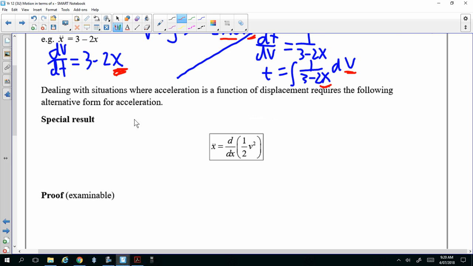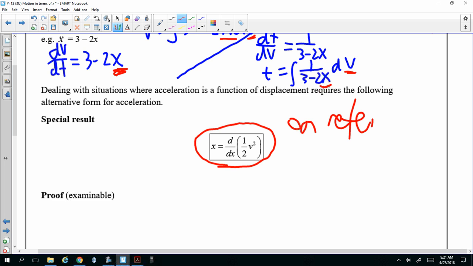I don't think it's on the formula sheet. Let's double check. Maybe it is. No, oh, it is. They actually give you a proof. It used to be not examinable. Alright, that's good. It's actually on the reference sheet, which is the good news. The reference sheet used to be not given. So they gave it all to you.